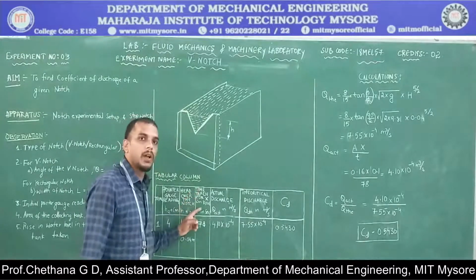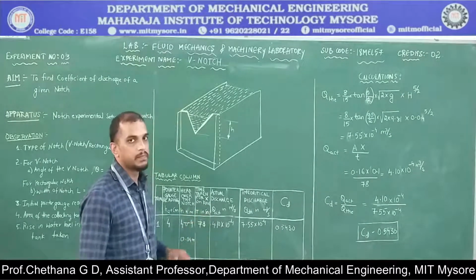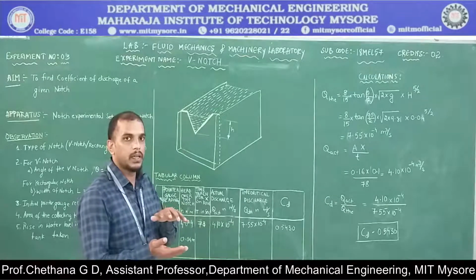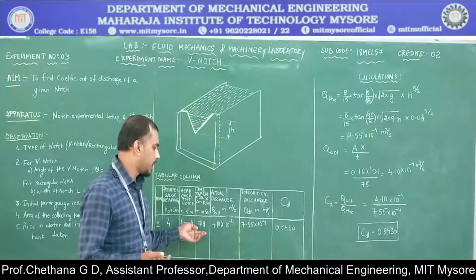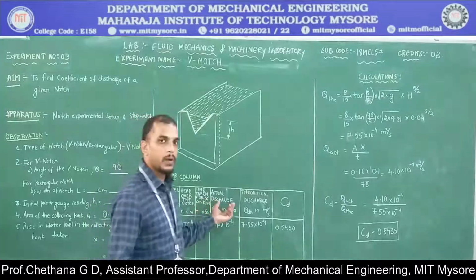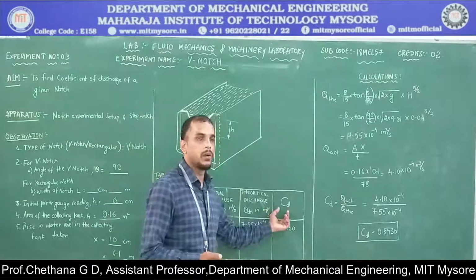Then time taken for 10 centimeter rise, T in seconds. We had the collection tank, and the time it is taking to rise 10 centimeter level, we are noting it down, which is turning out to be 78 seconds. Then we go on to calculate actual discharge, theoretical discharge and coefficient of discharge.